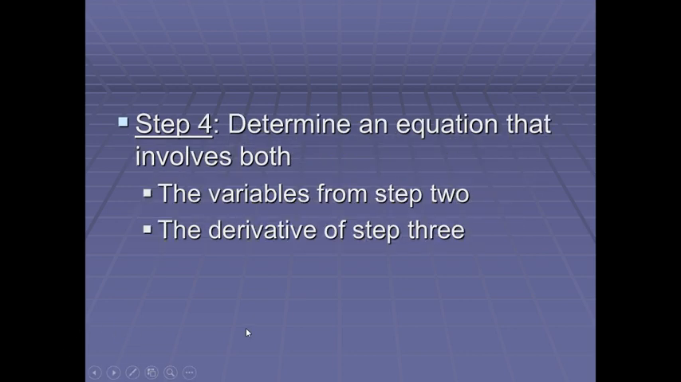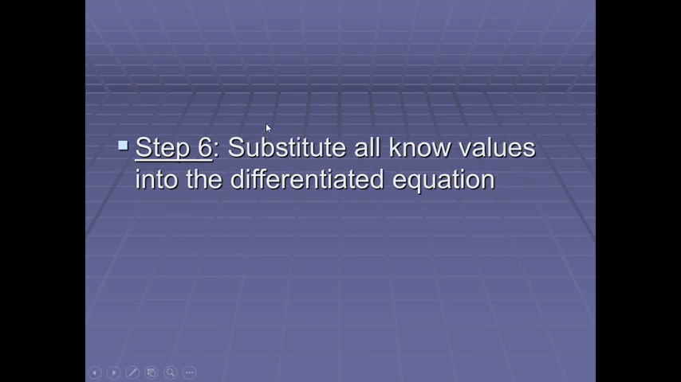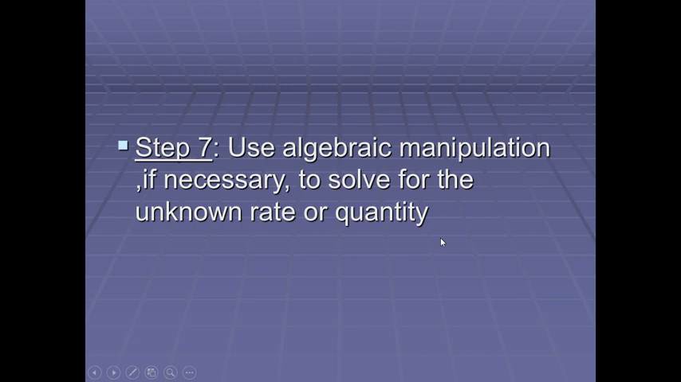And step 4, determine an equation that involves both the variables from step 2 and the derivatives of step 3. And step 5, differentiate by implicit differentiation. Always, if that's a variable, you have to take the derivative implicitly, on the equation from step 4. And step 6, substitute all known values into the differentiated equation. And step 7, use algebraic manipulation if necessary to solve for the unknown rate or quantity.